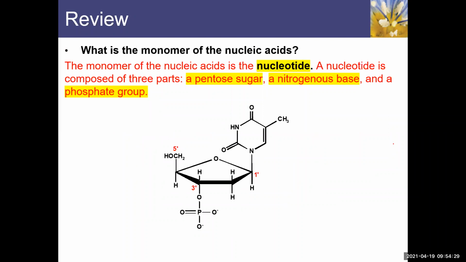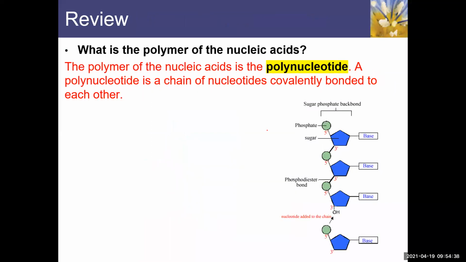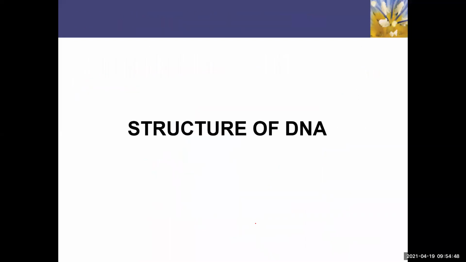What is the monomer of the nucleic acid? The monomer of the nucleic acid is the nucleotide: sugar, phosphate, and the base. The polymer of the nucleotide is the polynucleotide, many nucleotides together. Sugar, phosphate, base, sugar, phosphate, base together make a polynucleotide.